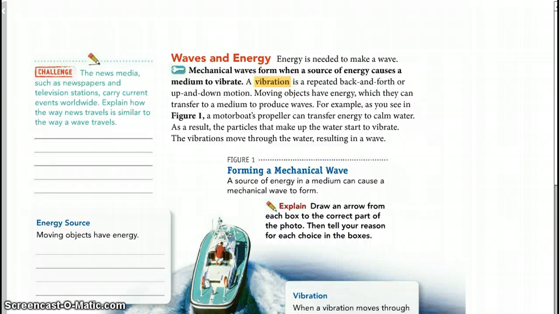Waves and energy. Energy is needed to make a wave. Mechanical waves form when a source of energy causes a medium to vibrate. A vibration is a repeated back and forth or up and down motion. Moving objects have energy which they can transfer to a medium to produce waves. For example, as you see in Figure 1, a motorboat's propeller can transfer energy to calm water. As a result, the particles that make up the water start to vibrate. The vibrations move through the water, resulting in a wave.